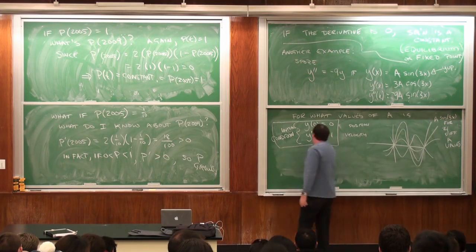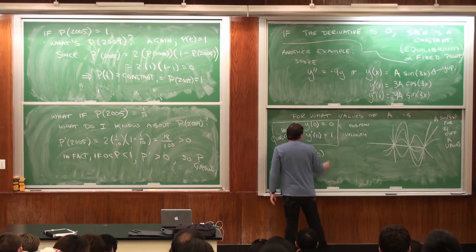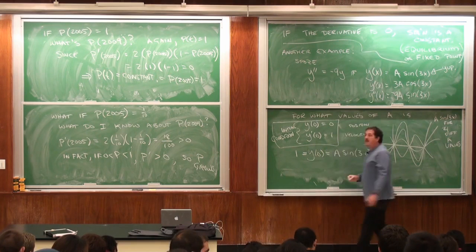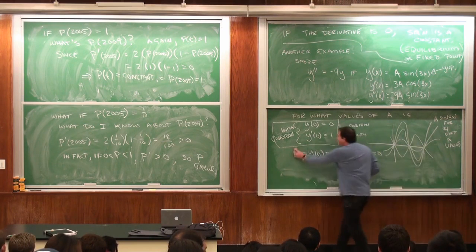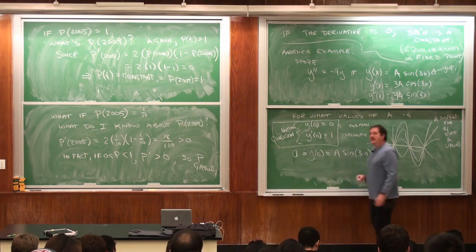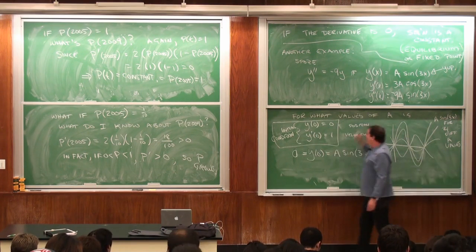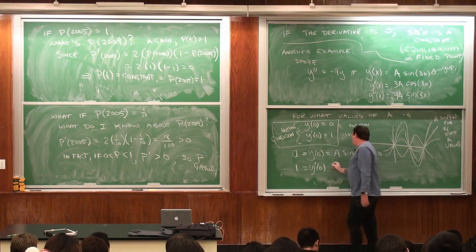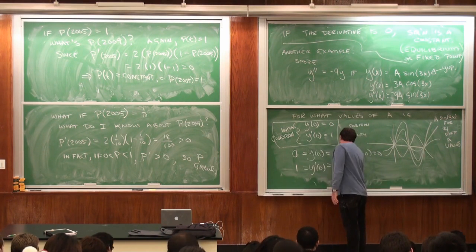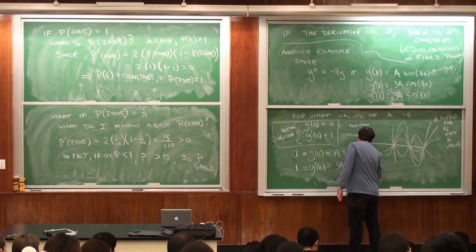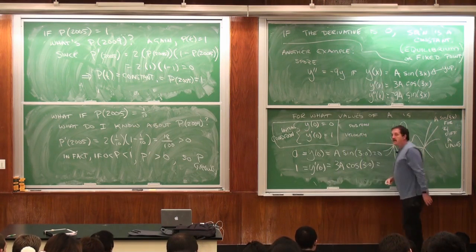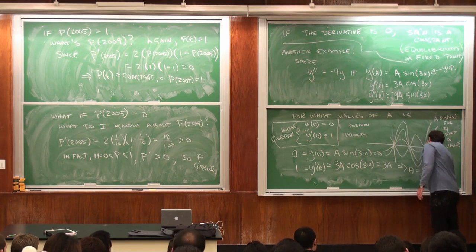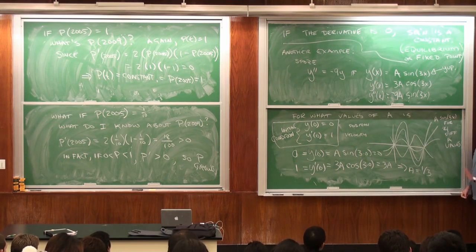Well, I know that y of 0 is supposed to be 1, and that's A times the sine of 3 times 0, which is 0, so that didn't give me any information. But I also know from here that y prime of 0 is supposed to be 1. And this is 3A times the cosine of 3 times 0. Cosine of 0 is 1, so that's 3A. So that tells me A is a third. So I know this function exactly.